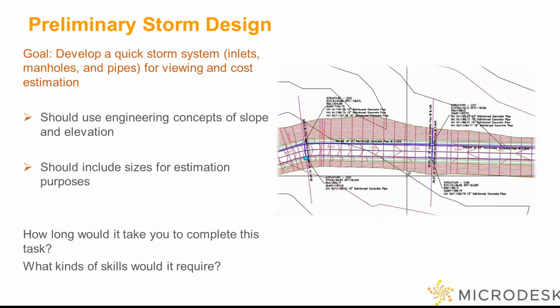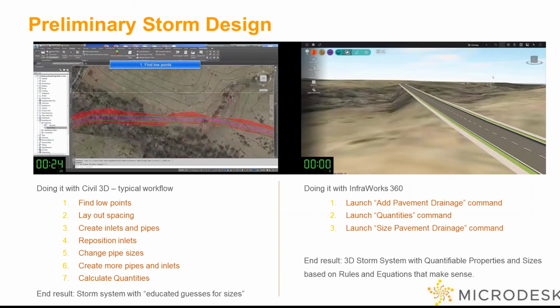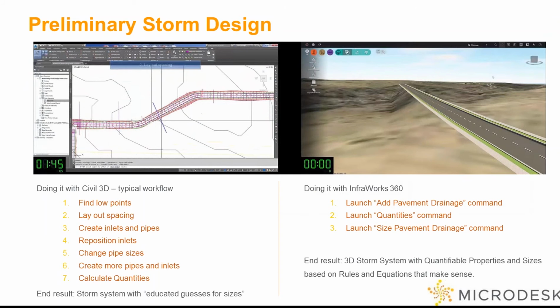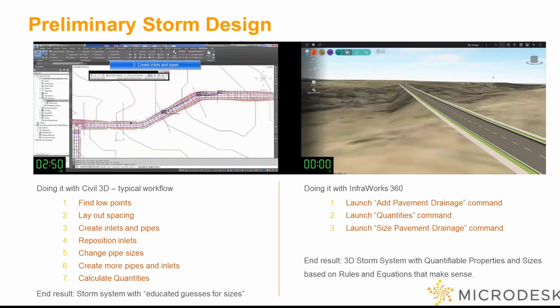So again, at this point, we have to ask, how long would it take you or your staff to do this, and what skills would it take to accomplish this task? So again, we'll do a side-by-side comparison. And looking at Civil 3D on the left-hand side, it's about a 7-step process where InfraWorks looks like 3 steps.